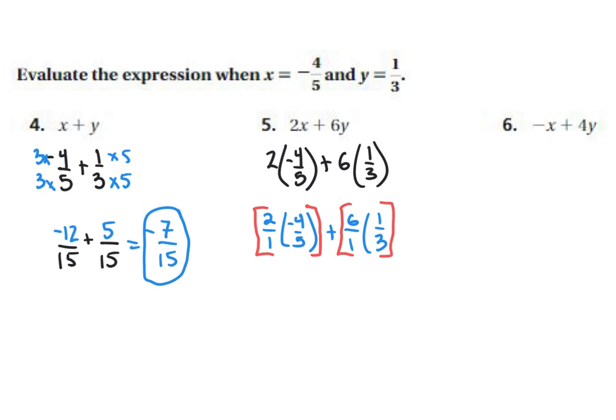So 2 times negative 4, that's negative 8. And 1 times 5 is 5. On the right side, we'll do 6 times 1 is 6, and 1 times 3 is 3. So next, we need to find common denominators, which again will be 15.